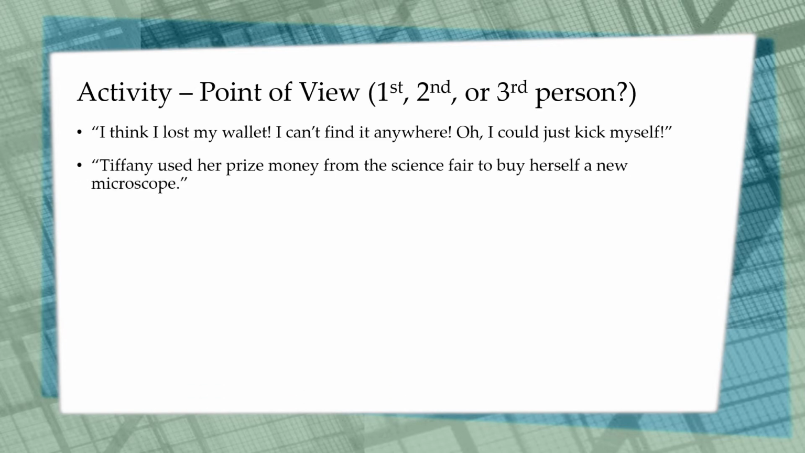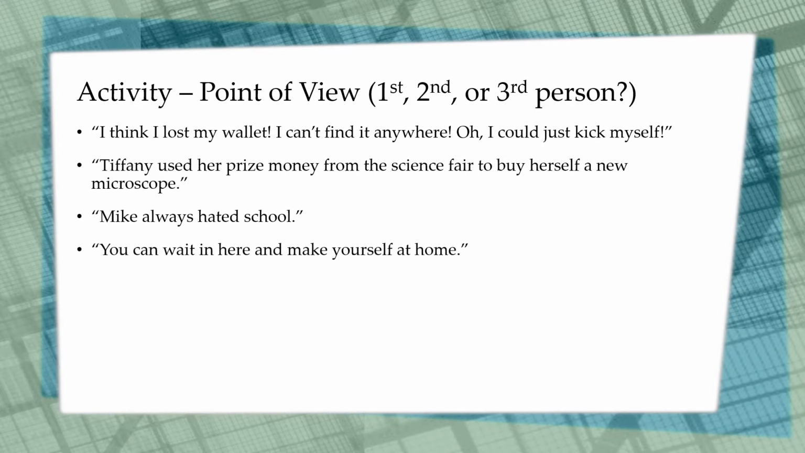Second one says, "Tiffany used her prize money from the science fair to buy herself a new microscope." Well, if Tiffany is not I and it's not you, then Tiffany is a third person, like what we talked about when we talked about subject-verb agreement. So if Tiffany is a third person, then it's third-person perspective. "Mike always hated school." Same thing as with Tiffany. Mike is a third person. It's not me and it's not you.